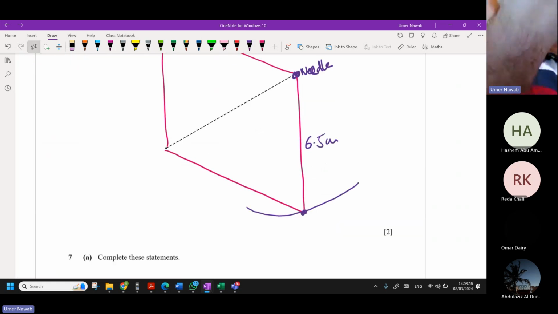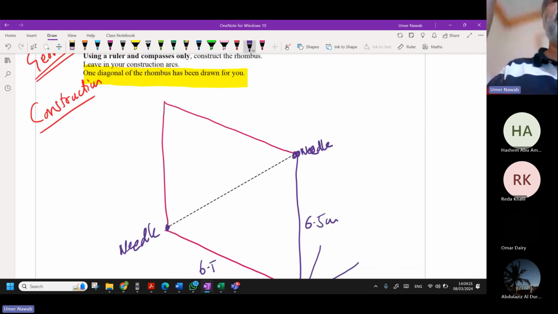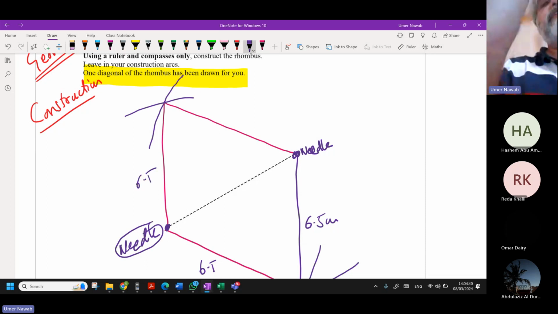You get my point? You don't know where the point is, so you just need to place the needle here and the other end with the pencil, and you just produce one arc. And repeat the same procedure with the needle here, without changing the opening, so you produce the arc here. Now this distance is 6.5 and this distance is also 6.5. Now repeat the same procedure: place the needle of the compass here, press hard, and draw an arc on the other side using the pencil on the second end of your compass. Repeat the same procedure by placing the needle here. Now this is 6.5 and this is 6.5.